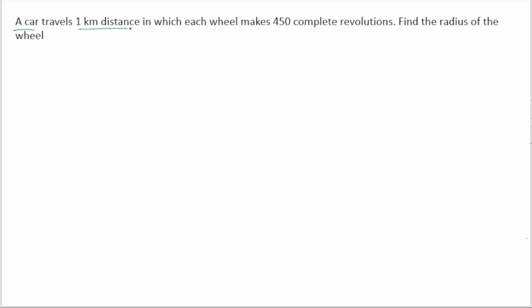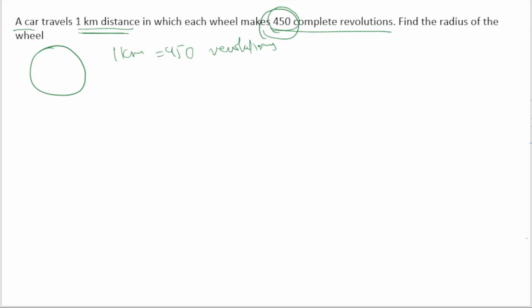A car travels 1 kilometer distance in which each wheel makes 450 complete revolutions. Find the radius of a wheel. A wheel is in the form of a circle, and this one wheel will make 450 complete revolutions. When it makes 450 complete revolutions, it will cover 1 kilometer distance. So 1 kilometer distance is equal to 450 revolutions.